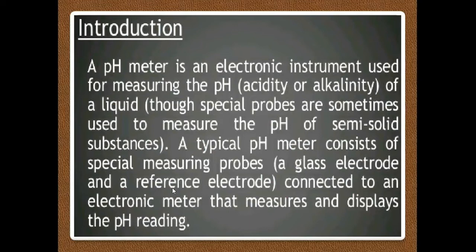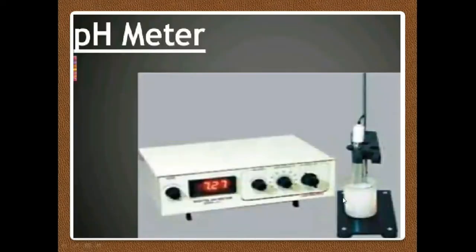A typical pH meter consists of special measuring probes. What is there in a pH meter? The measuring probes are a glass electrode and a reference electrode. The two electrodes are connected to an electronic meter that measures and displays the pH reading on the display, according to the variation in concentration. This is the reference electrode and glass electrode. Both are combined, and in this beaker the solution, the unknown sample, is kept. The pH for this unknown sample will be displayed on this display. So this is a pH meter.